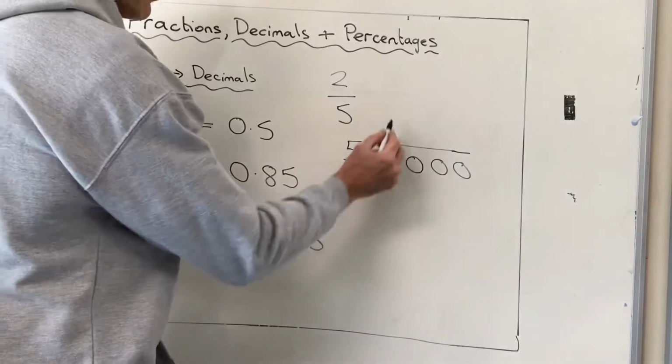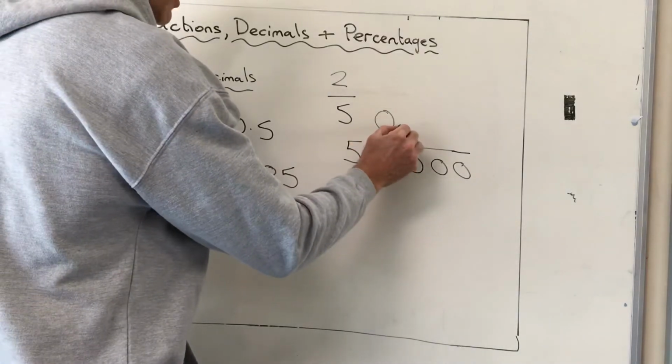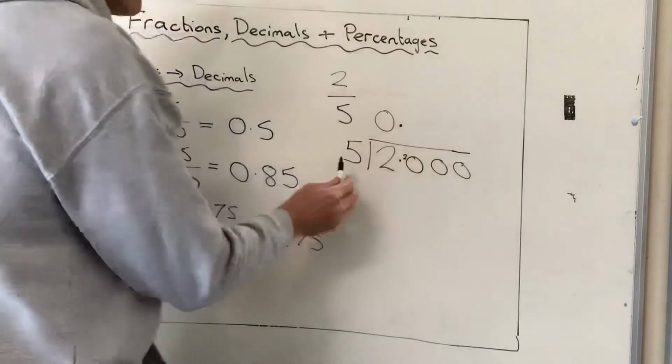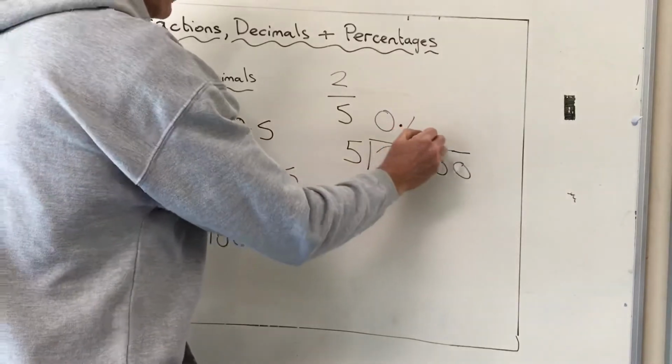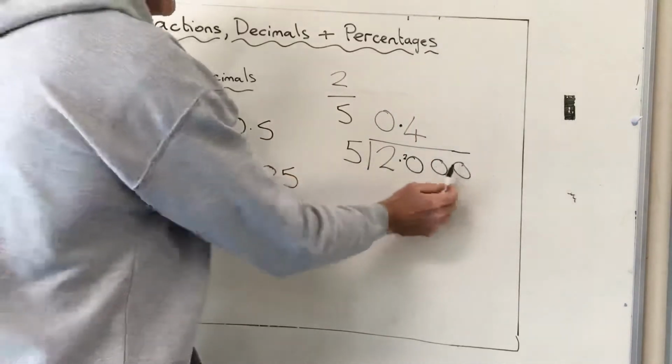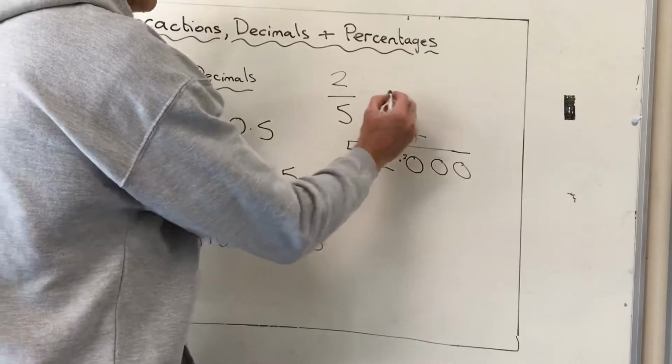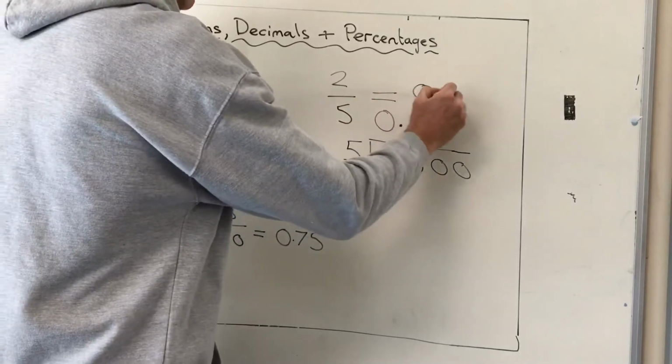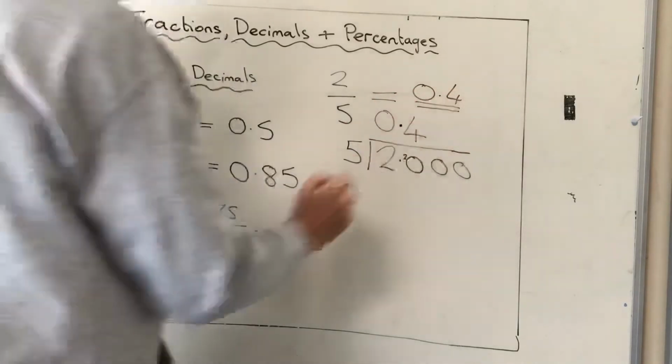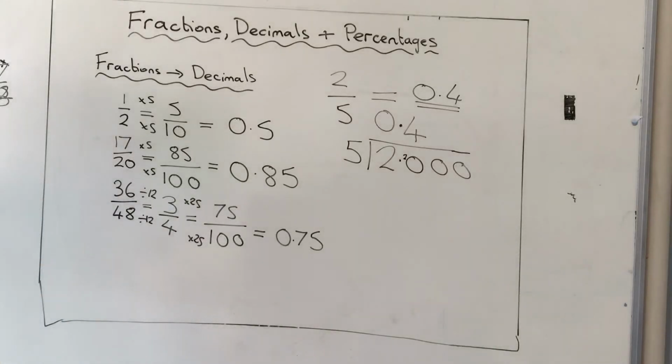How many 5s in 2? None. Don't forget our decimal point. 2 left over. How many 5s in 20? It's 4. Don't need any more. Our answer, 2/5, is the same as 0.4. That's how we did it.